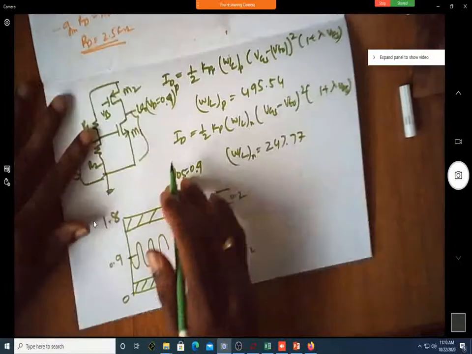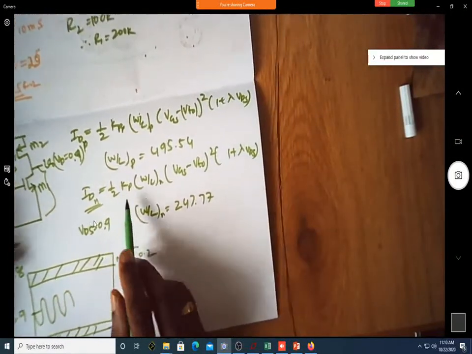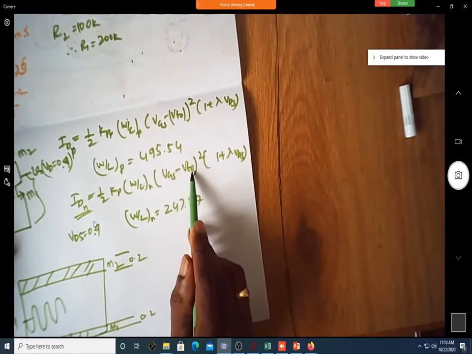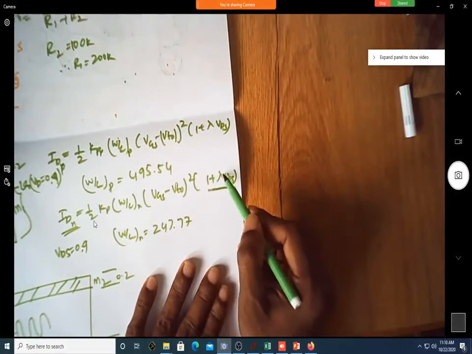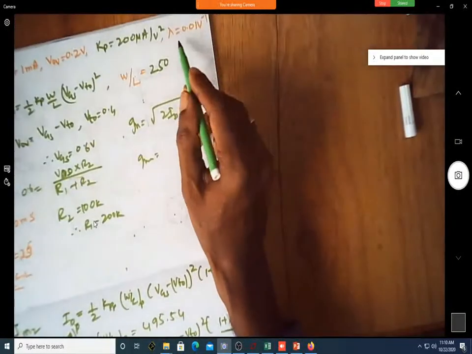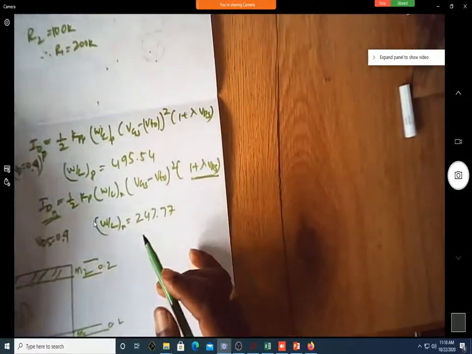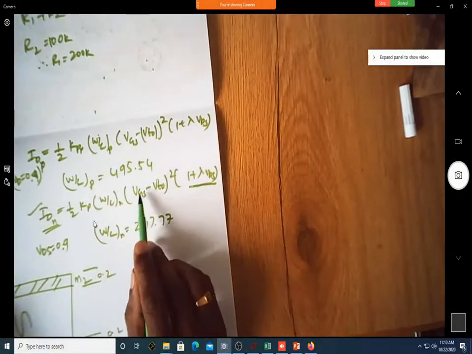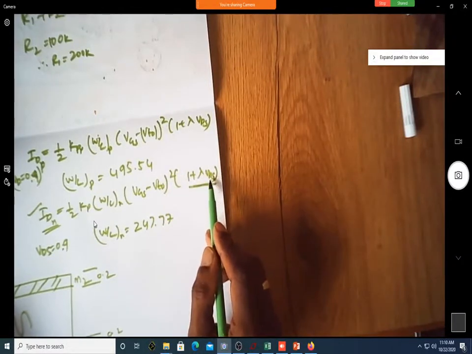Now you can see this is the expression for ID of NMOS transistor: half Kp W by L of NMOS transistor, VGS minus VTH whole square. Because lambda is there, and lambda is 0.01, I have modified the equation to VGS minus VTH whole square into 1 plus lambda VDS.